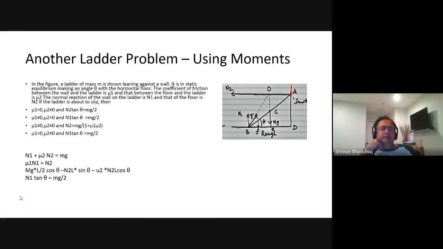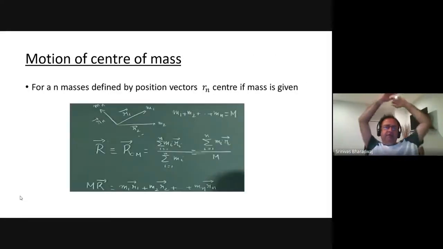So that is the net result that he gets from this ladder problem. Okay, so with the ladder problem, you may get questions around moments, so you must know how to use moments a little bit.